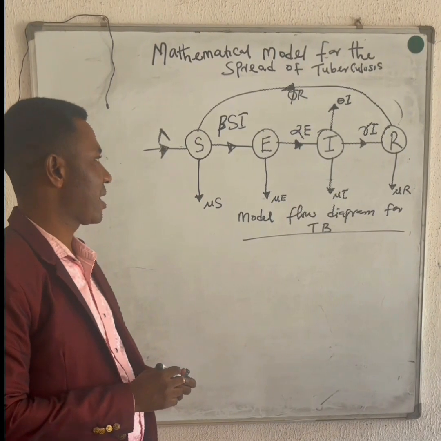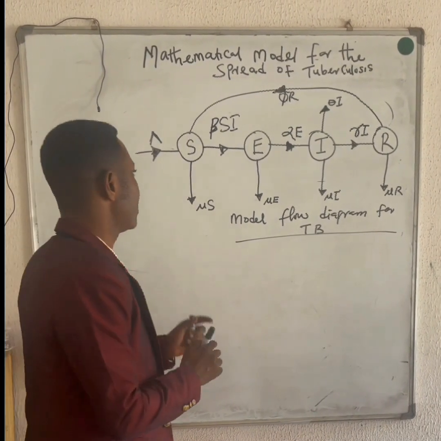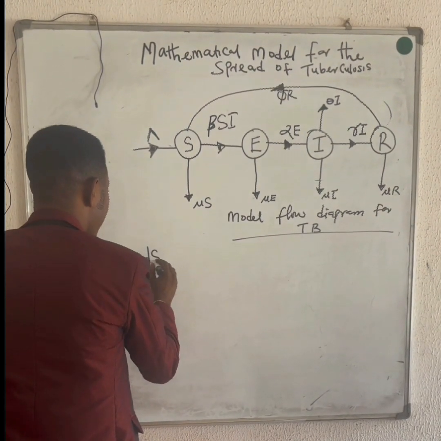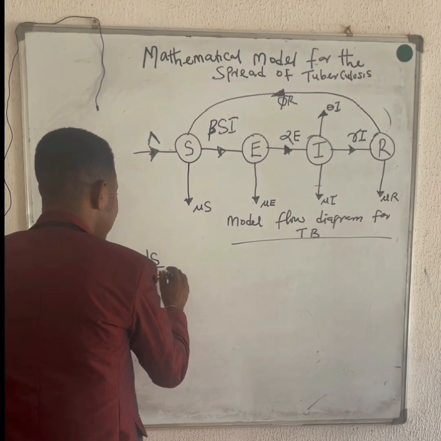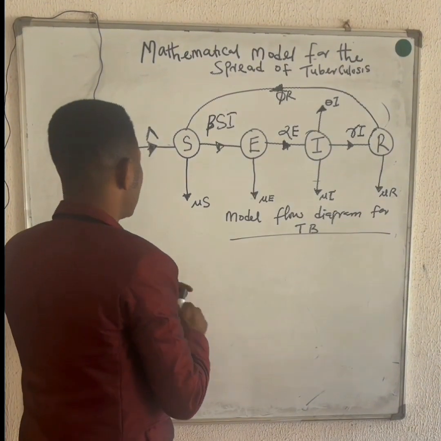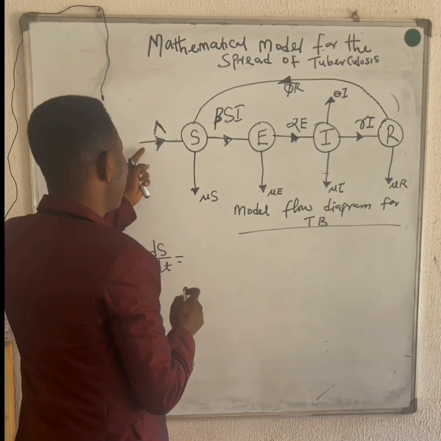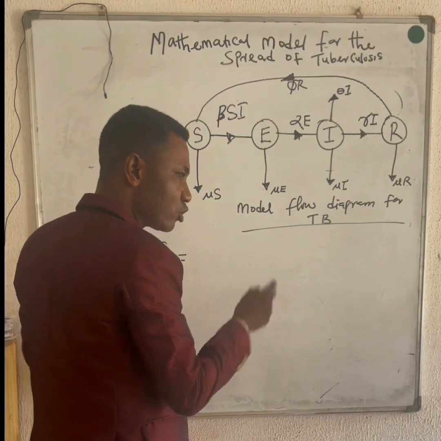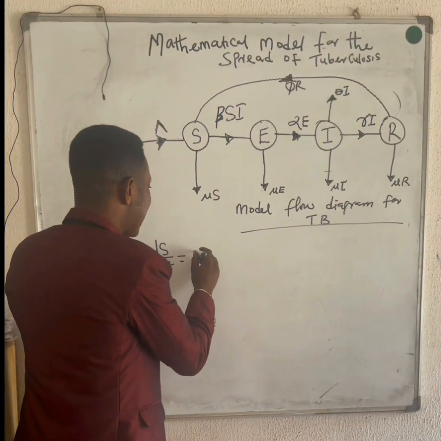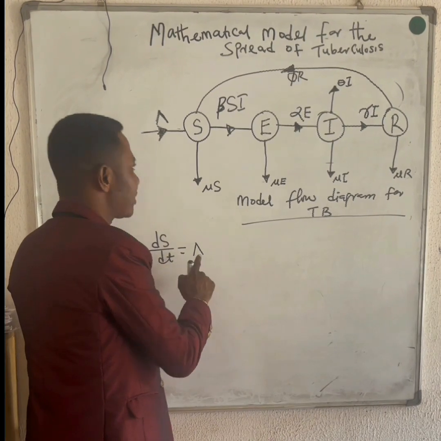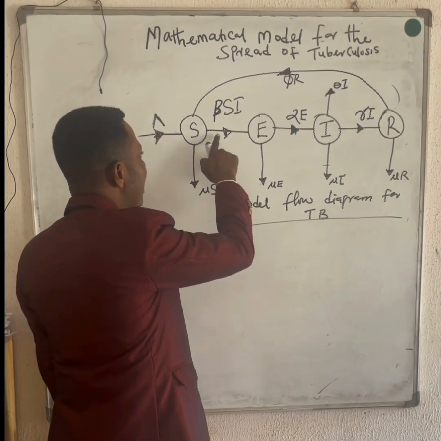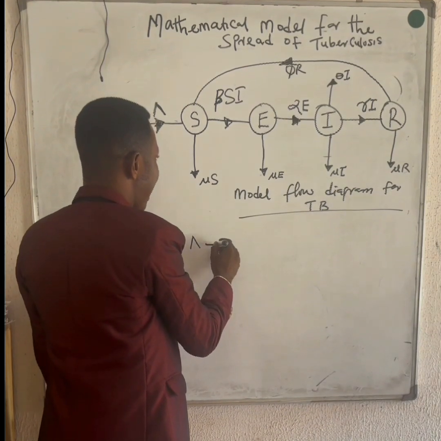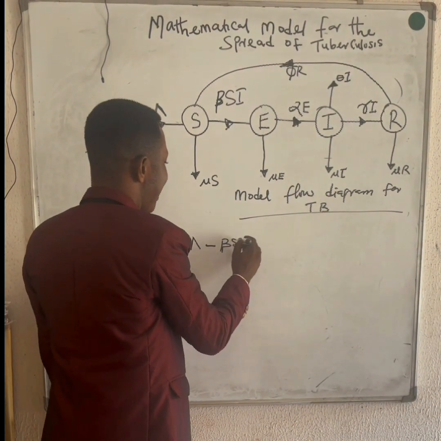Now let's write out the model equations. The first one is susceptible here. So we say change in susceptible population, dS/dt. Now, how do we write? Look at it. Any arrow that is coming into the population is positive. This lambda is coming into the population, so we use lambda, and it is positive. But anyone that is leaving, look at it now: beta S I is leaving susceptible, so it will be minus beta S I.